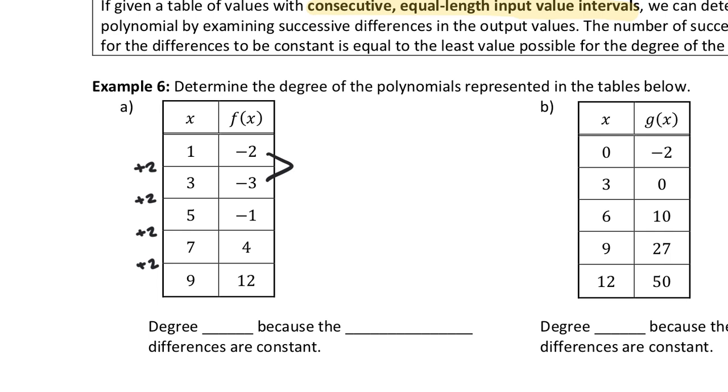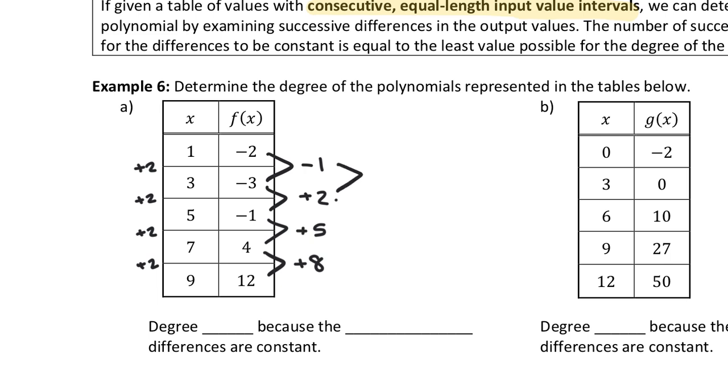How do you change from negative 2 to negative 3? How do you change from negative 3 to negative 1? How do you change from negative 1 to 4? How about from 4 to 12? Are those numbers the same? No, so this function is not linear, not degree 1. We would have known that from average rate of change.